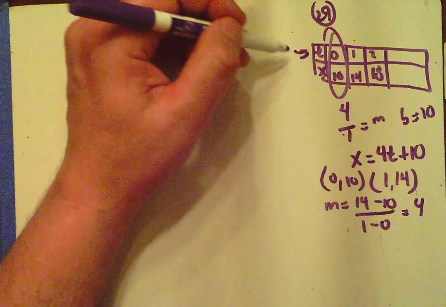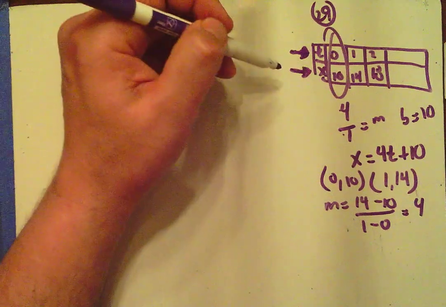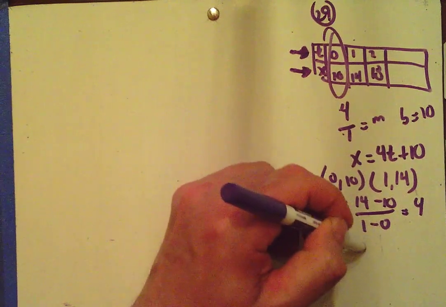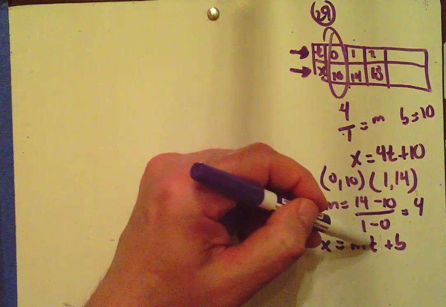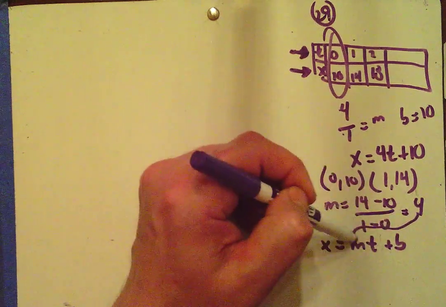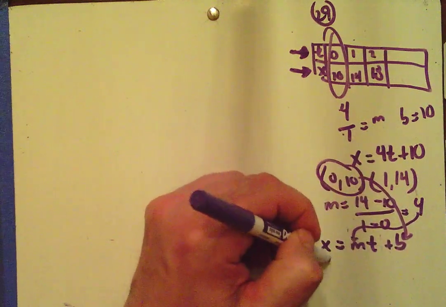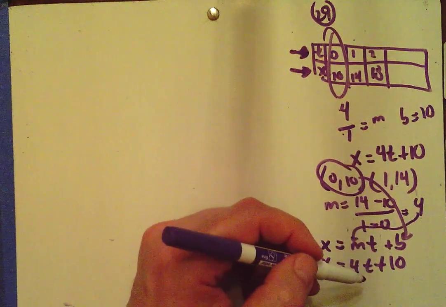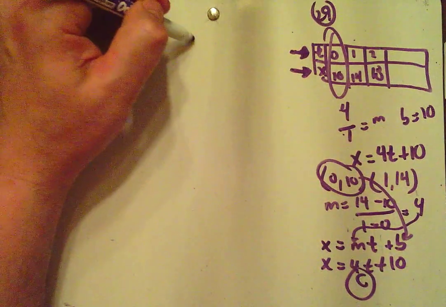But notice our input isn't x and our output isn't y. So instead of y equals mx plus b, I would write x equals mt plus b, right? Because our input is a time value and our output is a position. So if I plug in my slope of 4 and my y-intercept of 10, I would have x equals 4t plus 10. And that's choice C. Choice C for number 29.